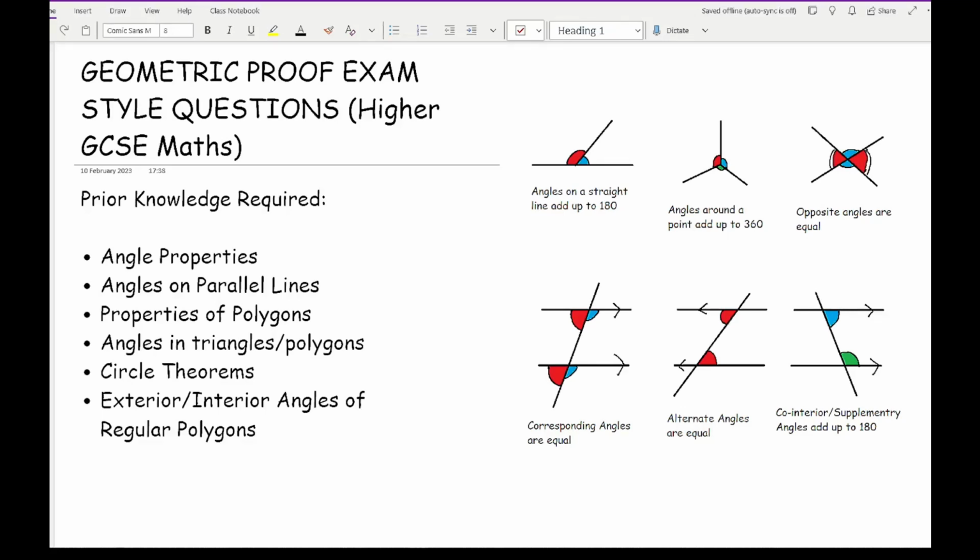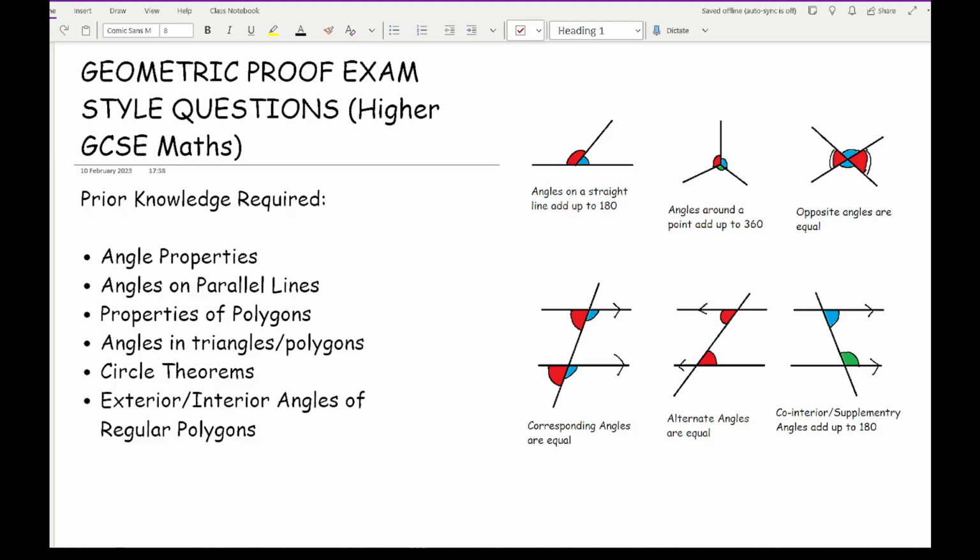Now, what makes geometric proof questions difficult, or what most students find difficult, is that they don't really know how to get started. But one of the key things of how to get started with geometric proof questions is to try and remember and collate everything you know about angles and geometry.